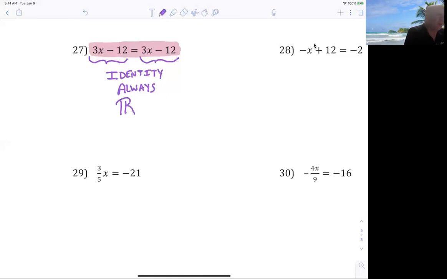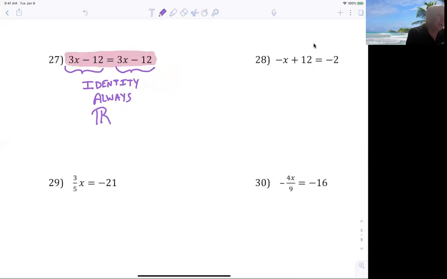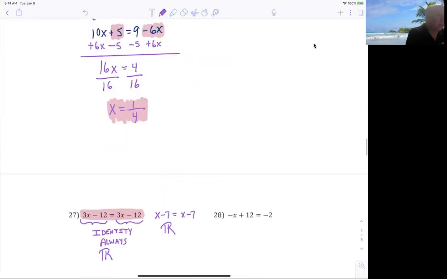Now, I'll give you another example. So if I say, when does x minus 7 equal x minus 7? Again, x minus 7 always equals x minus 7. So we say that's an identity, and we can just say it's all real numbers. Now I want to look back at number 20.